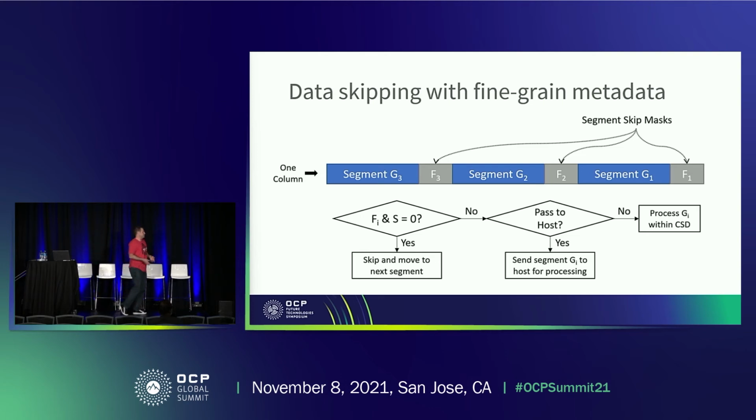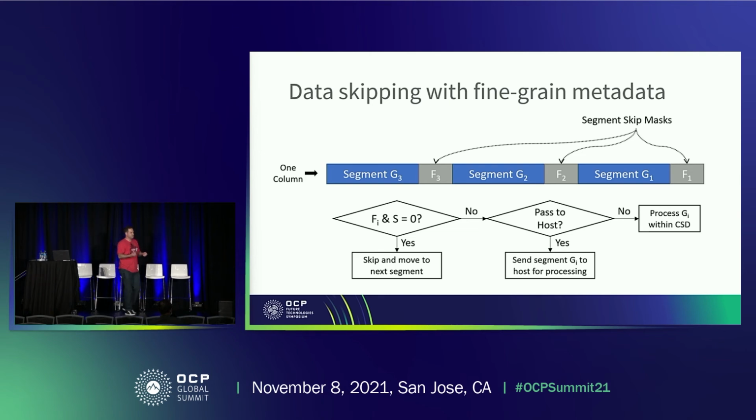But let's say it is of interest, right? I have that bit set, my mask matches. Now I've got a decision to make. Do I want to pass it to the host, or do I want to process it inside the CSD? Actually, the first thing I want to do is send it to the host, so I can get my CSD moving on to the next segment and get that queued up, right?